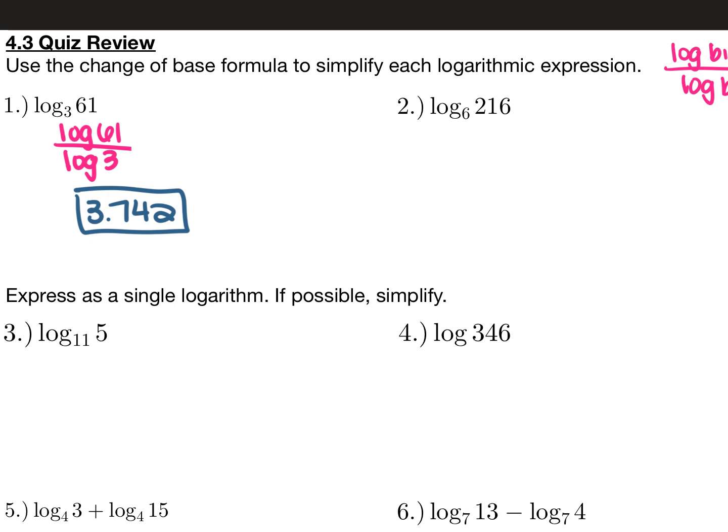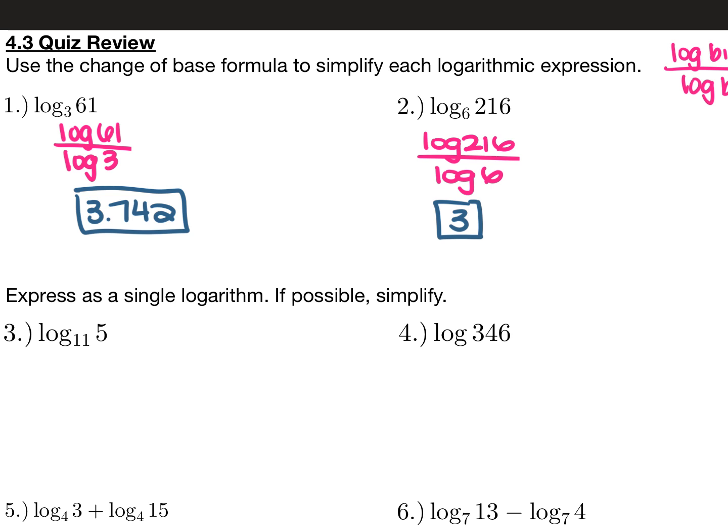For number 2, you have log 6 of 216. Now this one does work out evenly. However, if you didn't know that, you could use your change of base formula and do log of 216 over log of 6. And your calculator would just give you 3, because 6 to the 3rd power is 216.